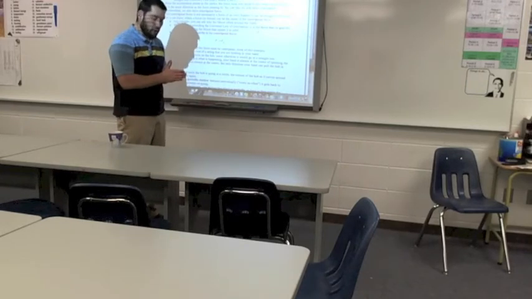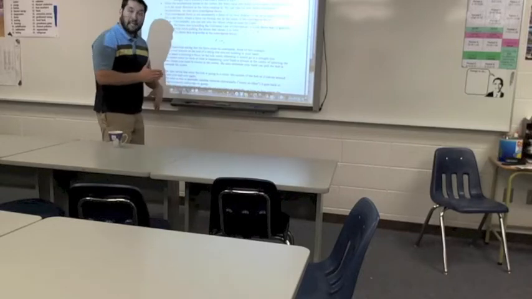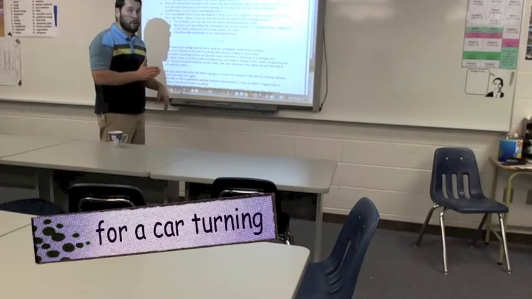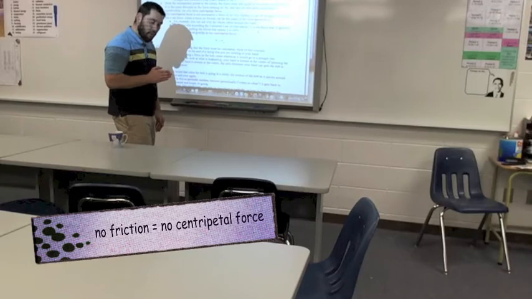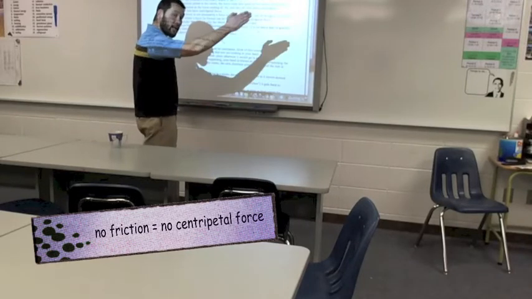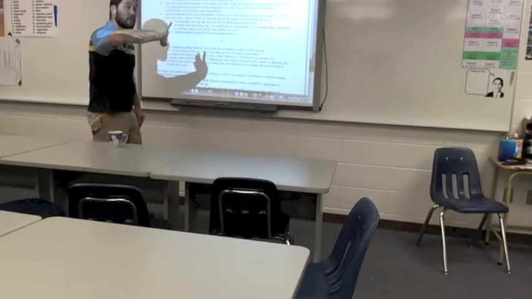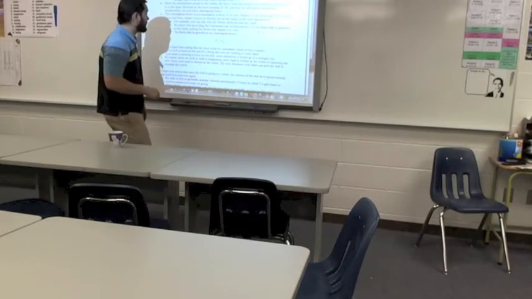You come up to an intersection or a curve in the road. If you can't generate a centripetal force, if you can't generate that force of friction, you continue doing what you were doing, traveling in a straight line right off the road into the ditch, and hopefully there's no fence.